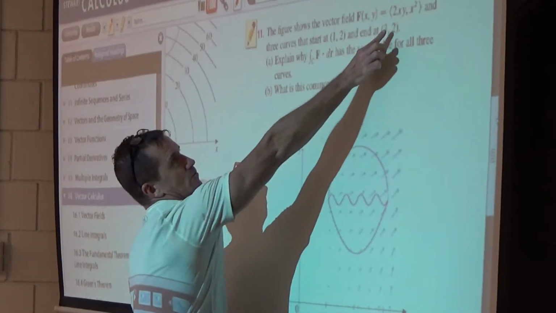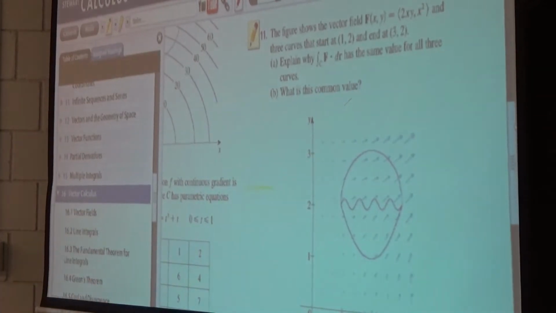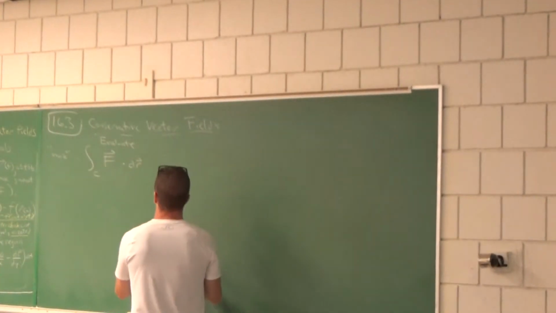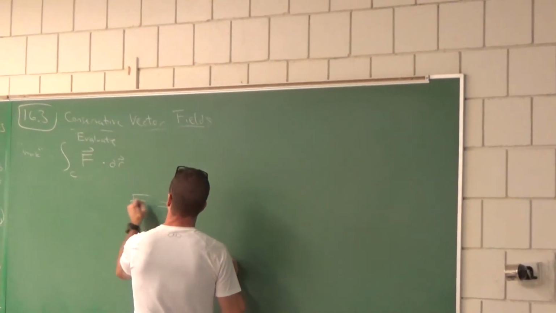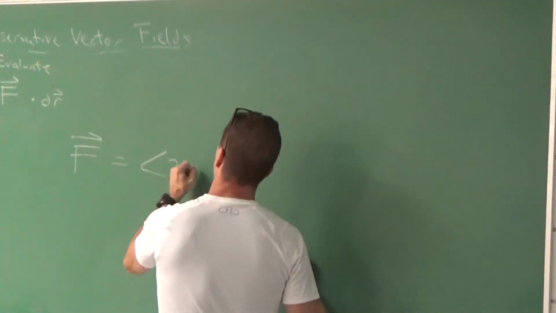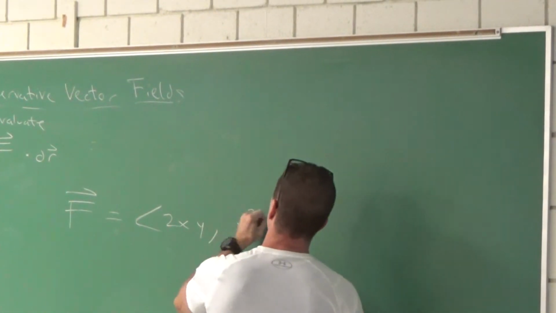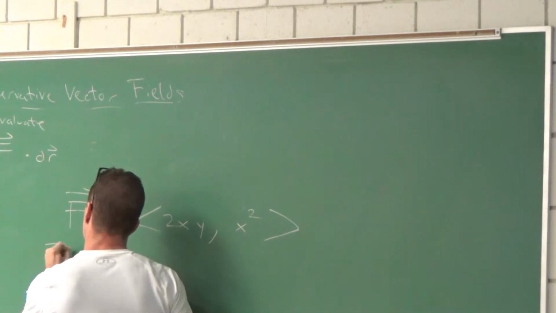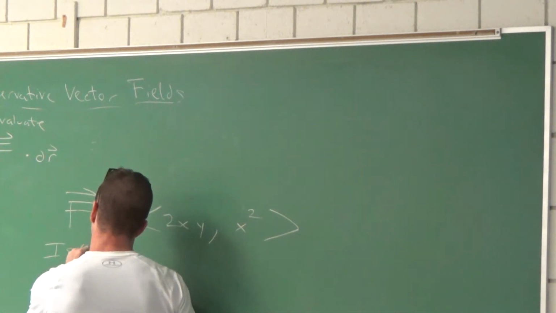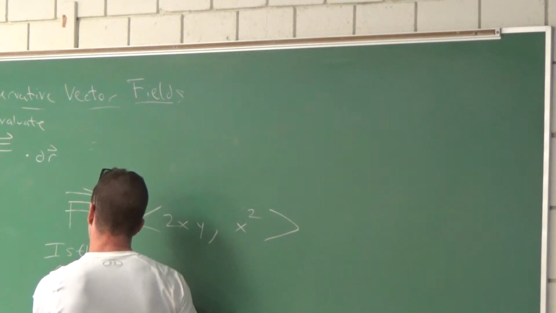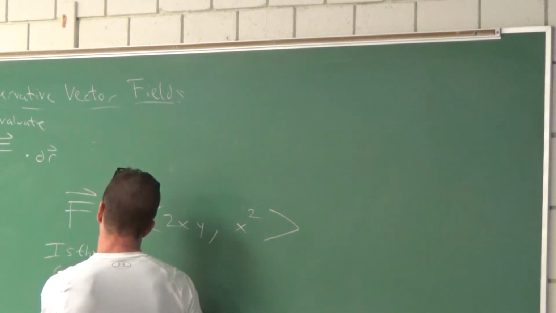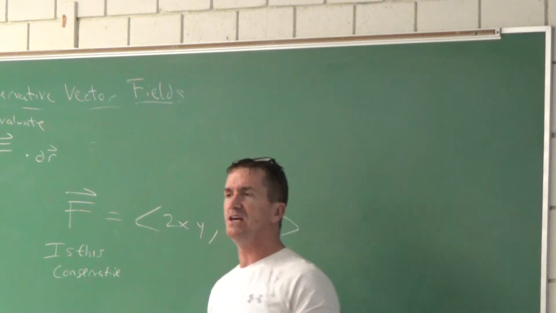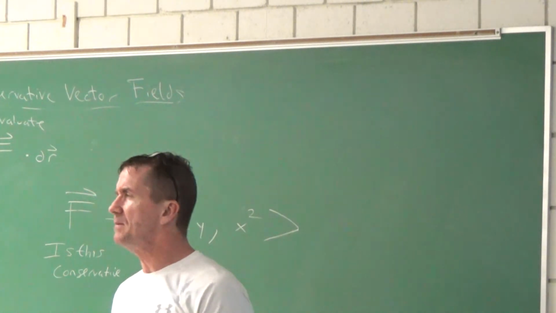So there's the vector field. What is it? 2xy comma x squared? All right, let me write it right here. 2xy. Is this conservative? I'm being honest, I don't know either. We just got to investigate. Once again, please feel free to ask me over and over, what do you mean by conservative vector field?